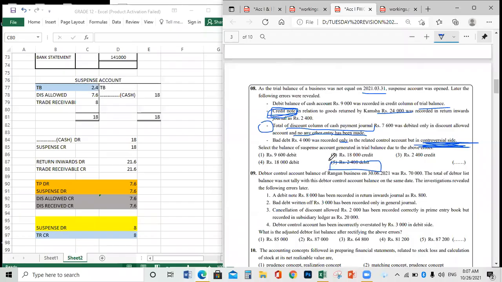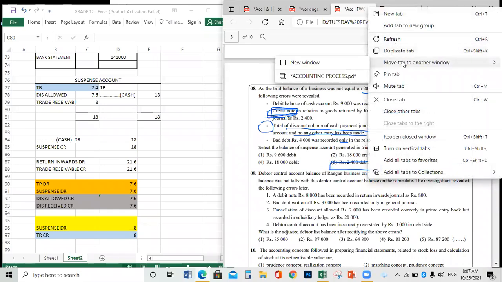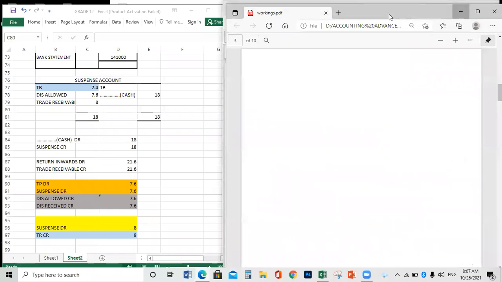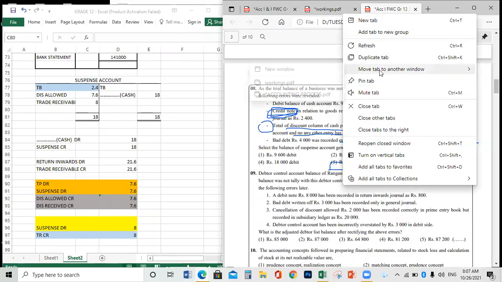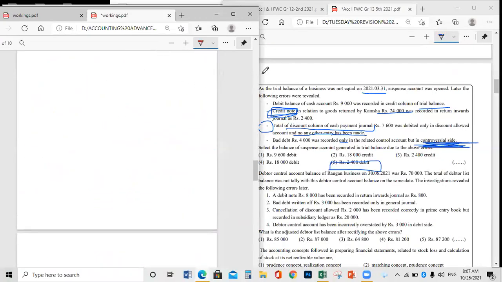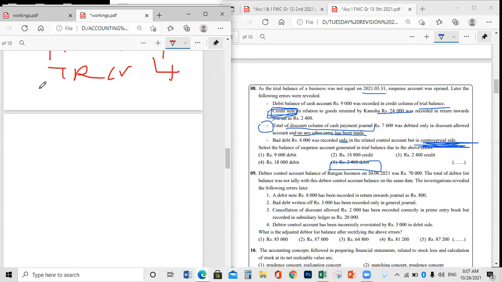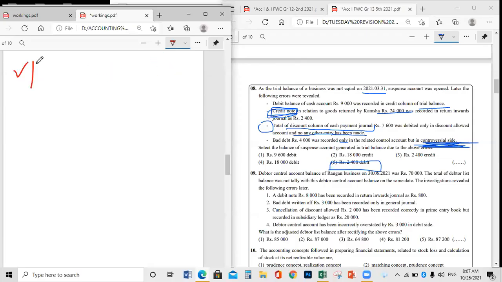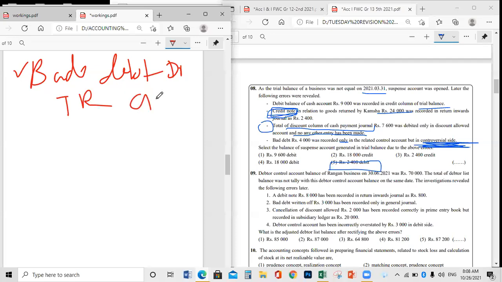Bad debt 4,000 was recorded only in the control account. So that means, guys, if they have recorded only in the control account, do you all understand? See, what is the correct double entry for bad debt? The correct double entry for bad debt is bad debt becomes debit. Bad debt will be debited. And where will you credit? You will go and credit your trade receivable. That is the correct thing you will do. What's the value? 4,000.